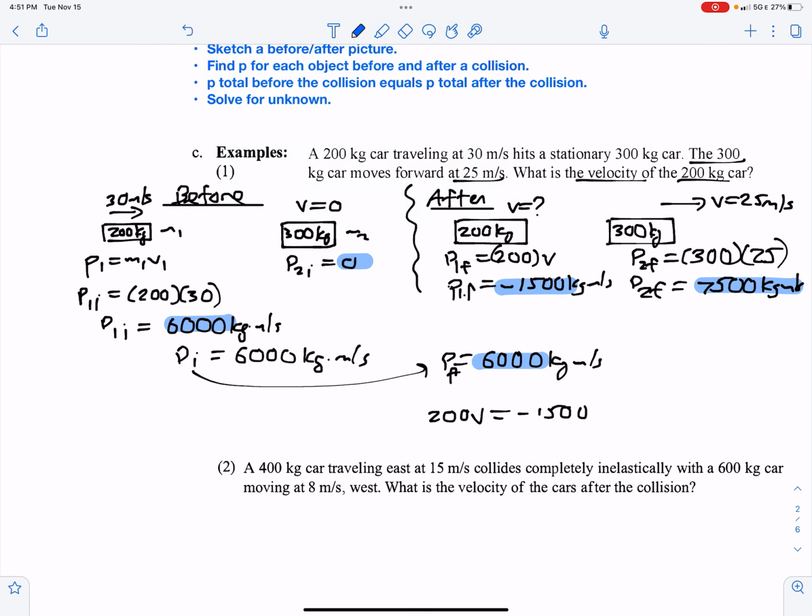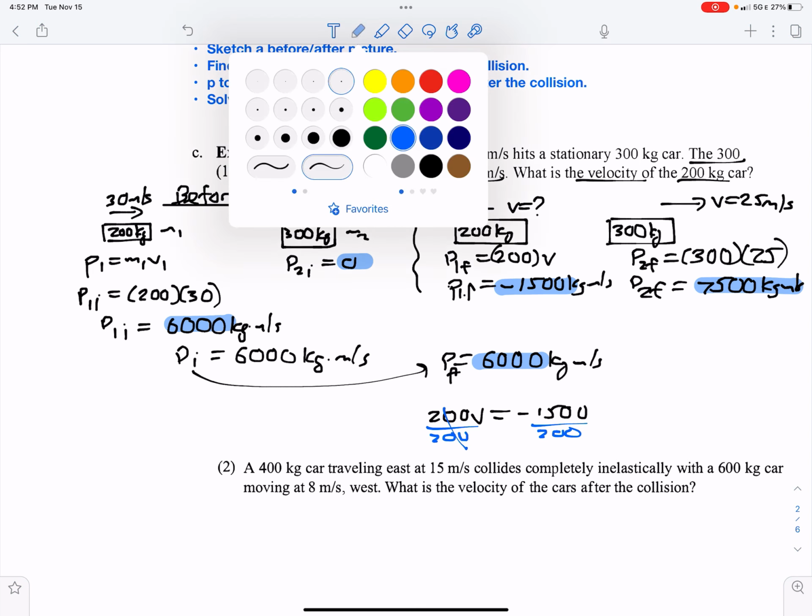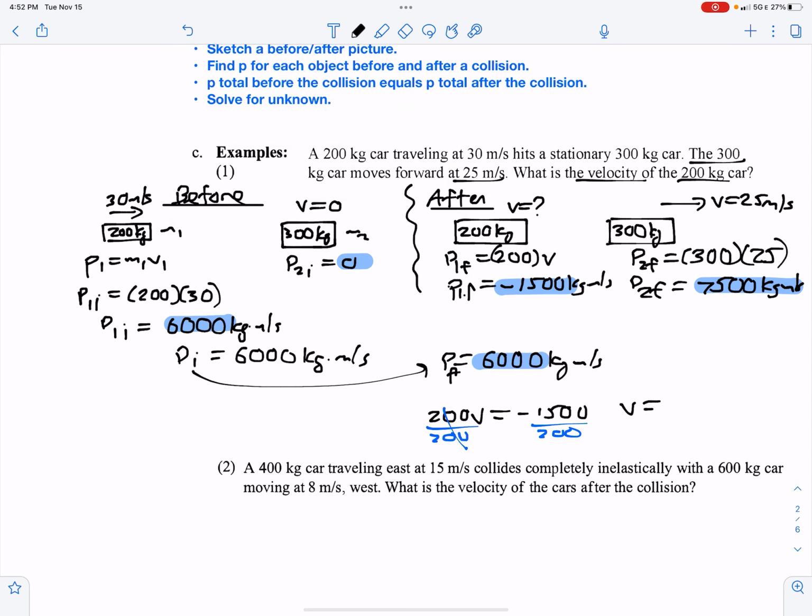Go ahead and solve it for V. Divide out the 200. And V is equal to negative 1,500 over 200, which is negative 7.5 meters per second. Okay, so what's up with the negative? The negative means that after collision, this mass is rebounding back to the left. This one goes to the right. The 200 kilogram one rebounds back to the left. So that's the indication of that negative sign right there.